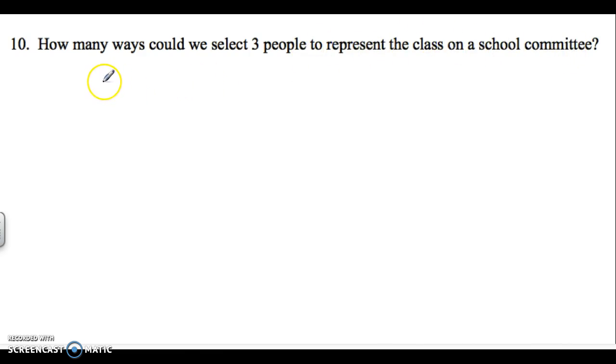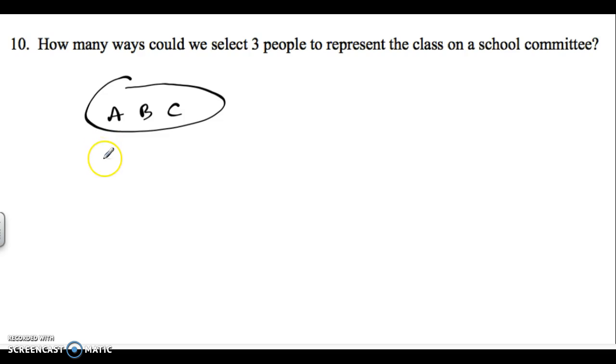So there's no longer the role of being president or vice president. If you're on a committee, everyone's just in one group. So think of a leadership class, minus the president, vice president, and treasurer. If you just have a bunch of people helping out, then it doesn't matter whether you have A, B, C, because that's the same thing as A, C, B. And even that is the same thing as B, A, C, and that's the same thing as B, C, A. It's all the same 3 people, just in different orders. But the order doesn't matter since we're just on a committee.